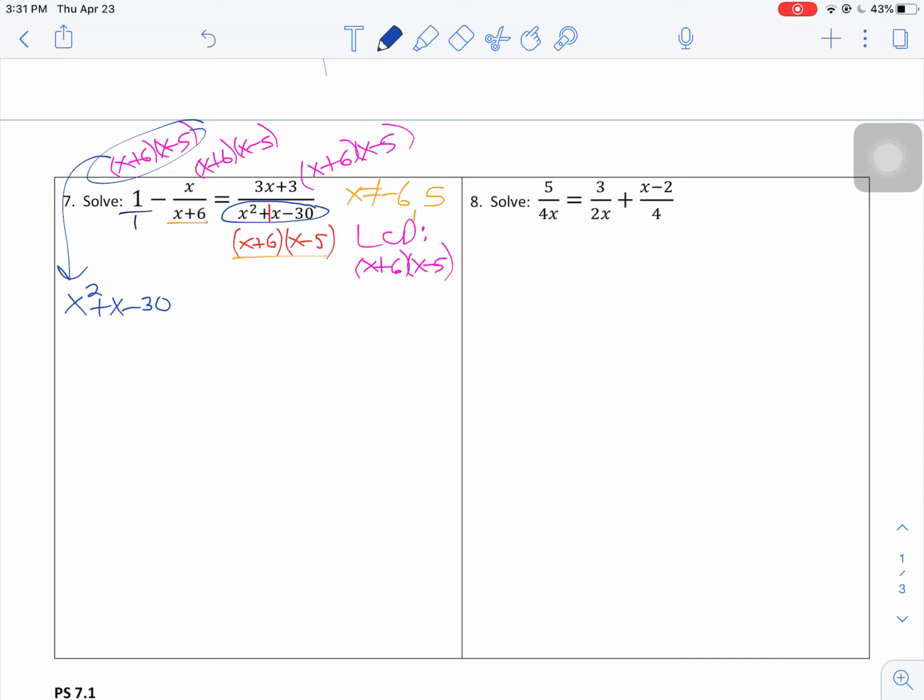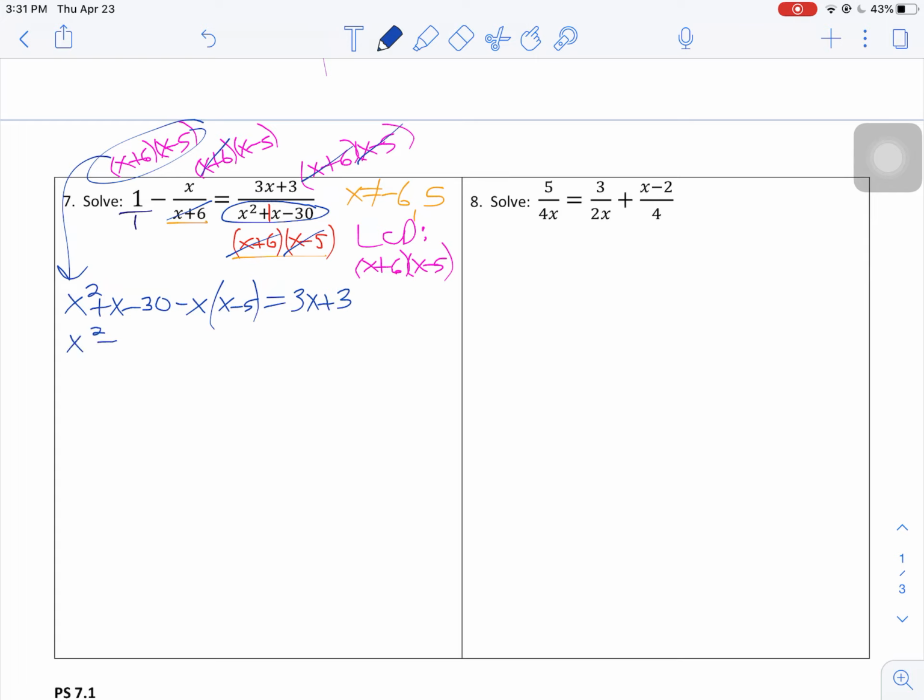Next term over, x plus 6 and x plus 6 cancel out. So you're left with the minus x, and then don't forget to put parentheses, and then the x minus 5 up top. Equals, last fraction, x plus 6 and x plus 6 cancel out. X minus 5 and x minus 5 cancel out. So you're left with 3x plus 3.